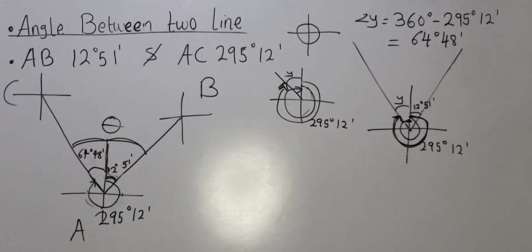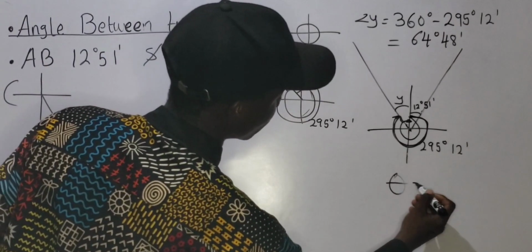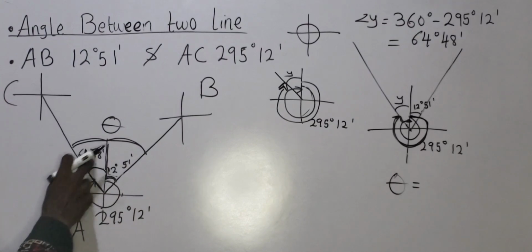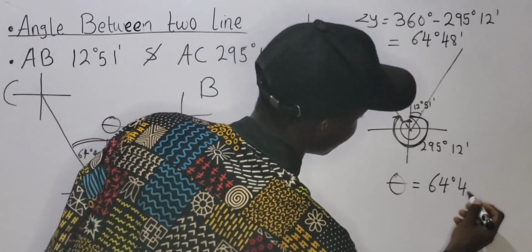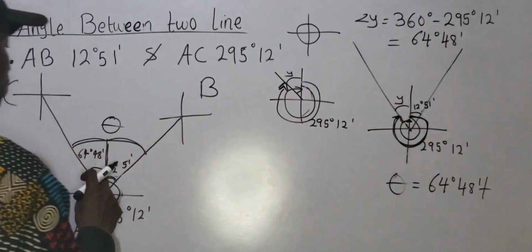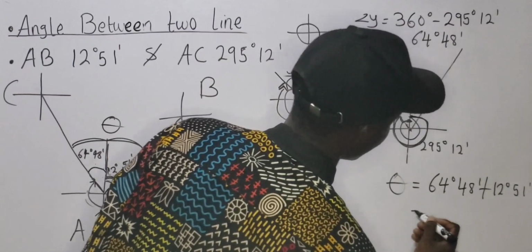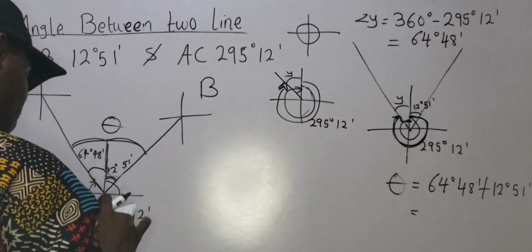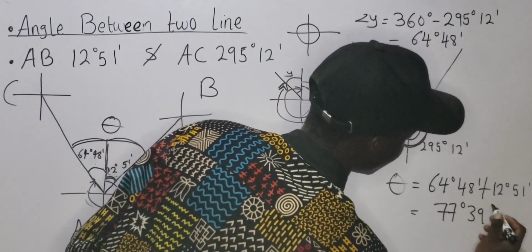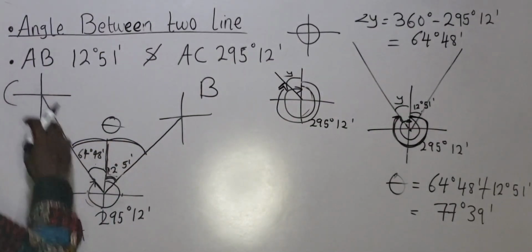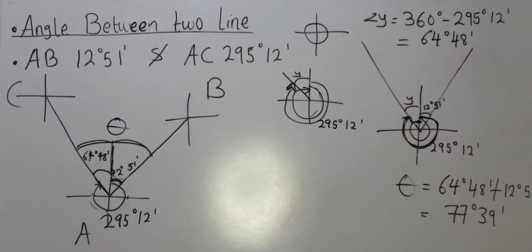Now you have to get the value of theta. Angle theta is equal to the sum of this angle, which is angle y, and this angle. 64 degrees, 48 minutes plus 12 degrees, 51 minutes. So if you punch your calculator, you're going to get 77 degrees, 39 minutes. So the angle between these lines is 77 degrees, 39 minutes. So that is how to determine the angles between two lines.